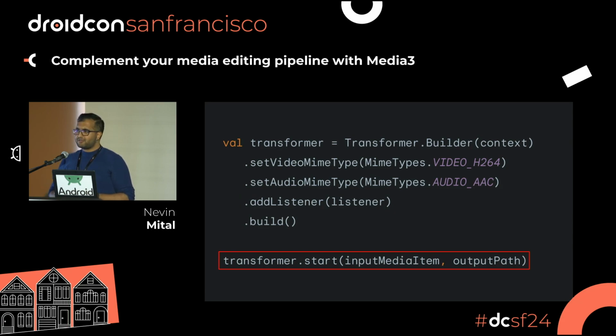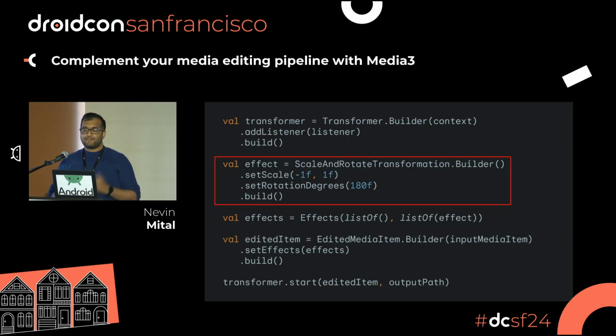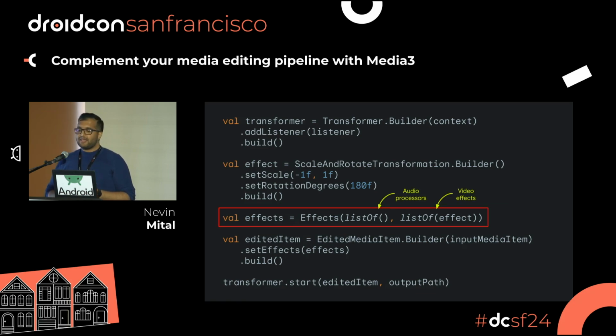Finally, we simply start the transformation by supplying it an edited media item as the input and a path for the output file. Transformer also includes a host of video effects that you can use directly out of the box. For this example, let's define a video effect that will flip the video horizontally and also rotate it 180 degrees. The effects item then collects a list of all the audio processors and video effects that you want to apply. Of course, for this example, we don't have any audio processors, but we have included the video effect that we just defined.